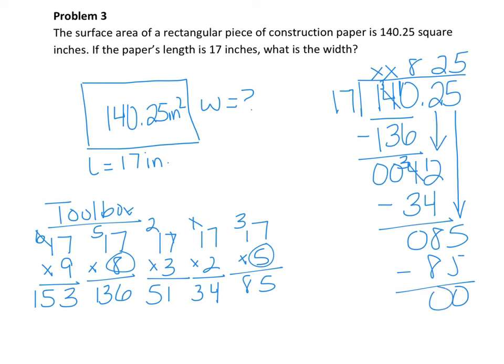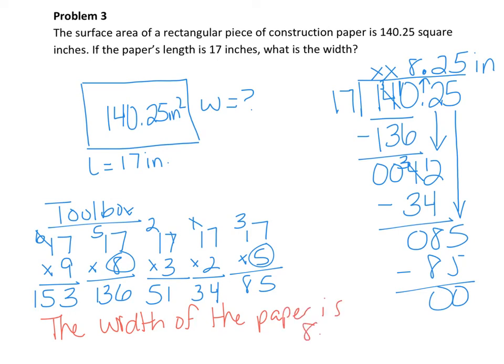We love those. So the only thing I need to do is add my decimal. So 8 and 25 hundredths, and my width would be in inches. So now I need to write my answer statement. The width of the paper is 8 and 25 hundredths inches. And there you go. That's our answer. Make sure you show all your work.